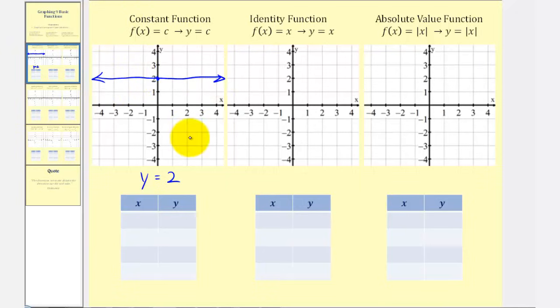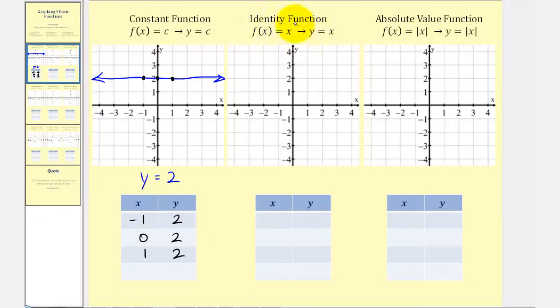But again, if we weren't sure, we can always make a table of values. Notice how we can select any x value that we want, for example, -1, 0, and 1. But regardless of x, notice y must be 2. So -1, 2 would be here, 0, 2 is here, and 1, 2 is here, giving us our horizontal line.